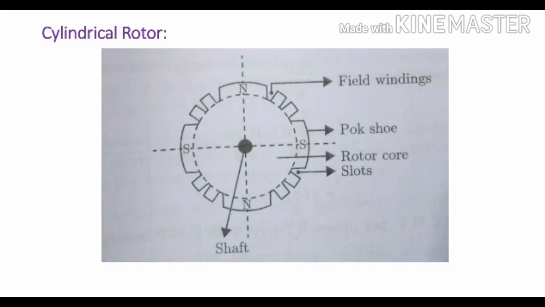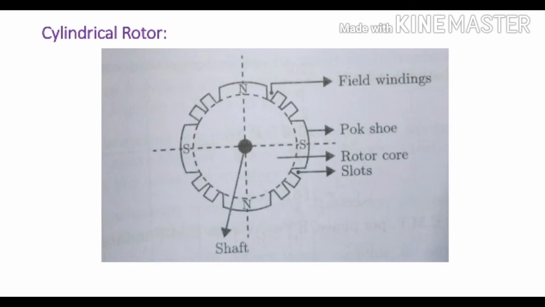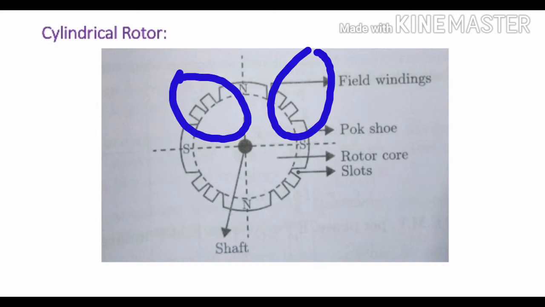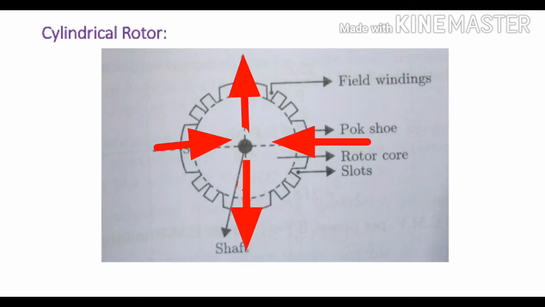In cylindrical rotor, the rotor is cylindrical in shape and it is made up of silicon steel laminations. On the outer periphery of the rotor core, the slots are cut on either side of the poles. In these slots, the field windings are placed. When DC current flows through the field winding, the poles become electromagnets.